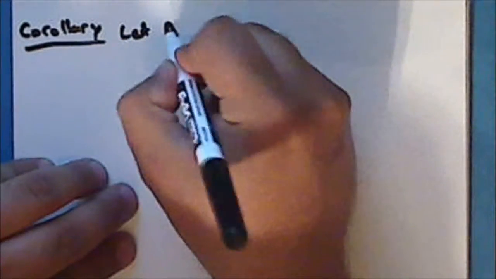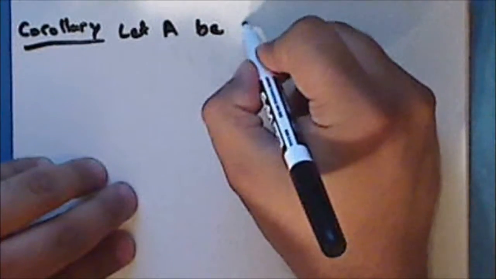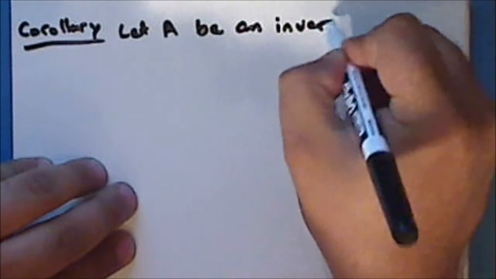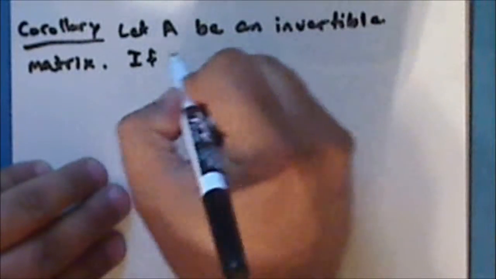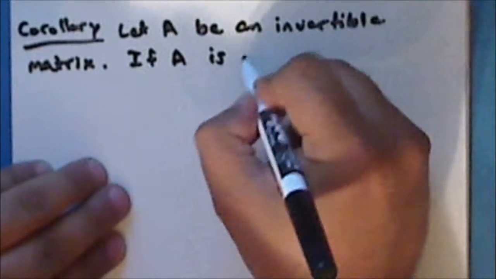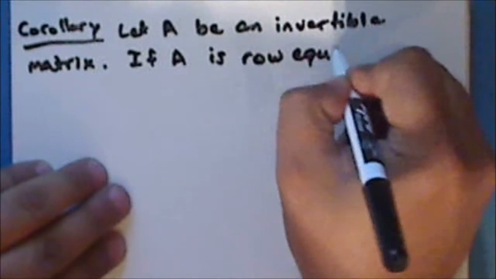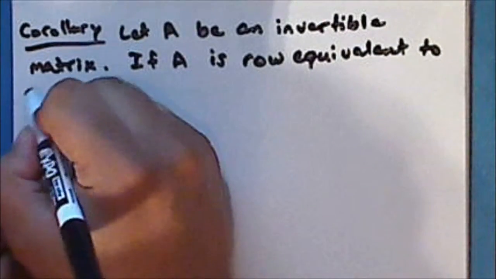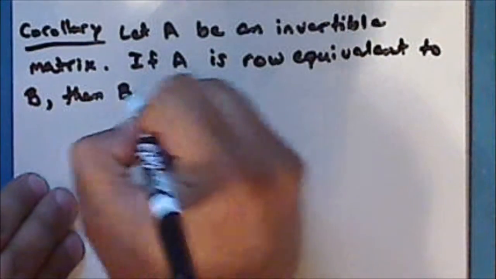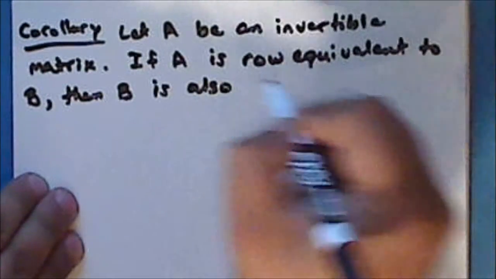So as a corollary, let A be an invertible matrix. If the matrix A is row equivalent to a matrix B, then that matrix B is also invertible.